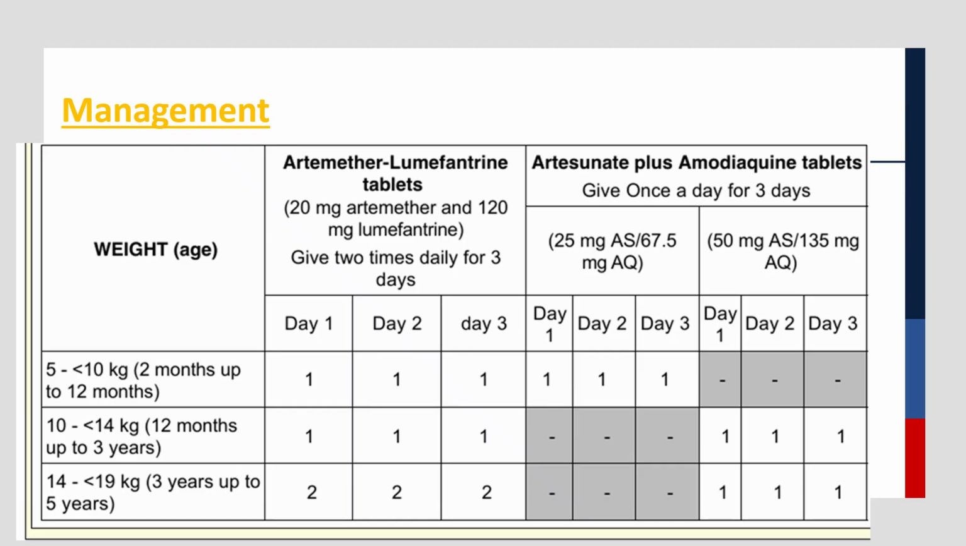Similarly, over here you can see the dose of artesunate plus amodiaquine. This one has 25 mg artesunate and 67.5 mg of amodiaquine, and this one has 50 mg of artesunate and 135 mg of amodiaquine. So again, the dose is written over here. The 25 mg is usually given to small children weighing less than 10 kg, 5 to 10 kg, while 50 mg of artesunate is given to children who weigh more than 10 kg.